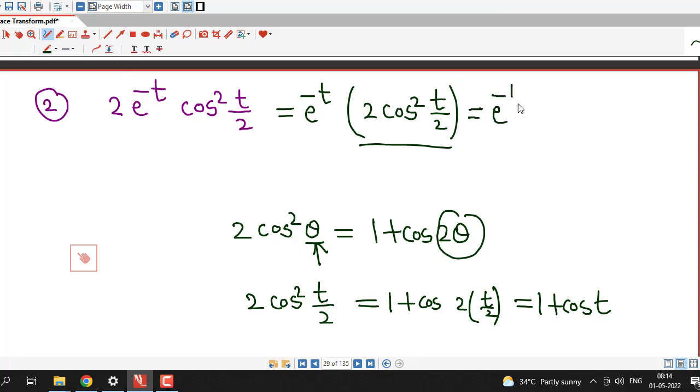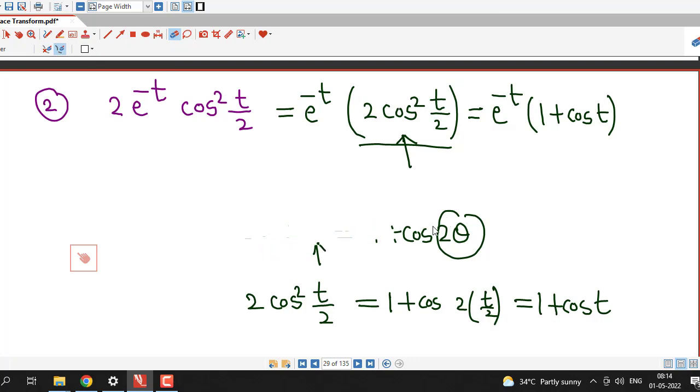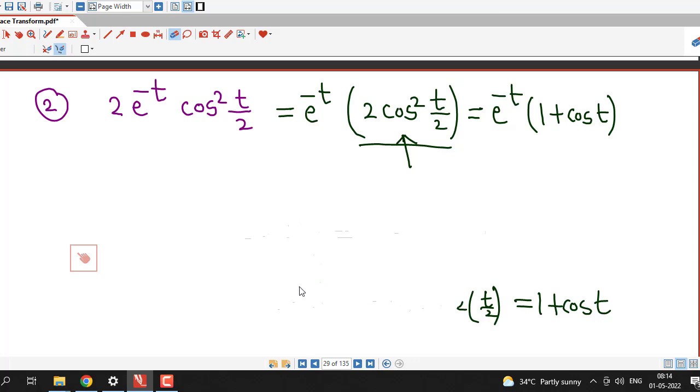So I can rewrite this as e raised to minus t times 1 plus cosine of t, because we don't have the standard formula for the Laplace transform of the cos square function, but we do have the formula for the Laplace transform of the cos function. Therefore we have converted the cos square function in terms of the cos function.